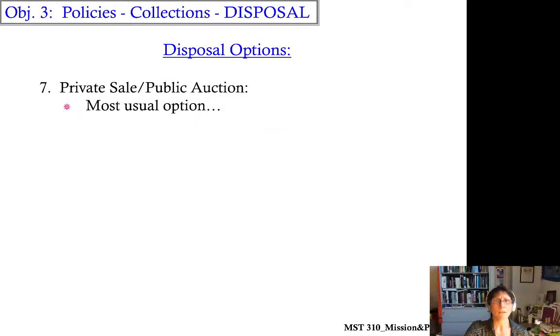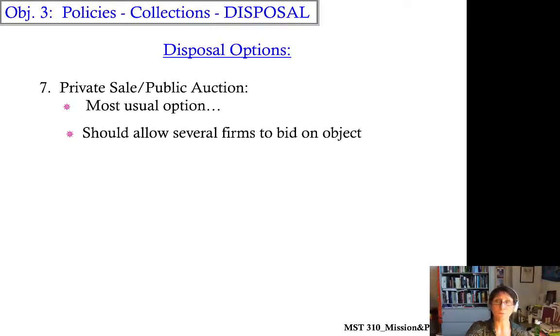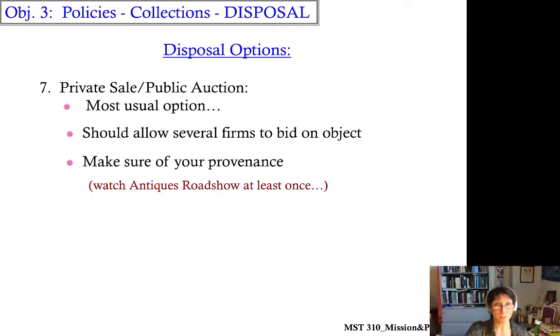Private sale or public auction is one of the most usual options. If you do this, you should allow several firms to bid on the object so that you can get the most objective price for them. You should definitely make sure of the provenance of your objects. If you haven't ever watched Antiques Roadshow, you should, because these are great examples of having good or bad provenance on an object, so knowing where it came from and knowing its story. And sometimes actually lacking that information leads you down different roads of conclusions about what it's all about. Sometimes you think you have something that's real, but it's fake, but you didn't know it.